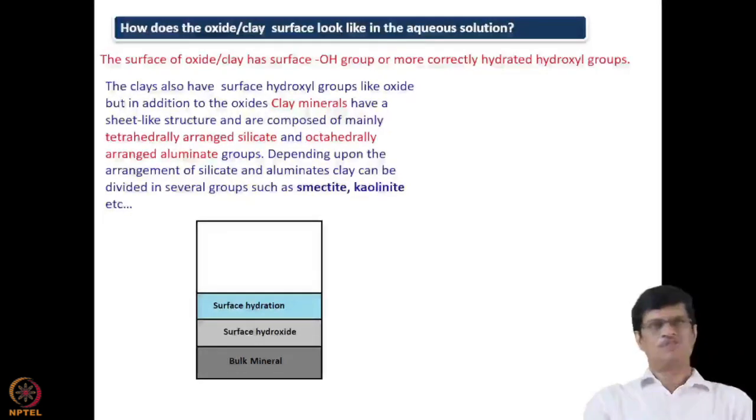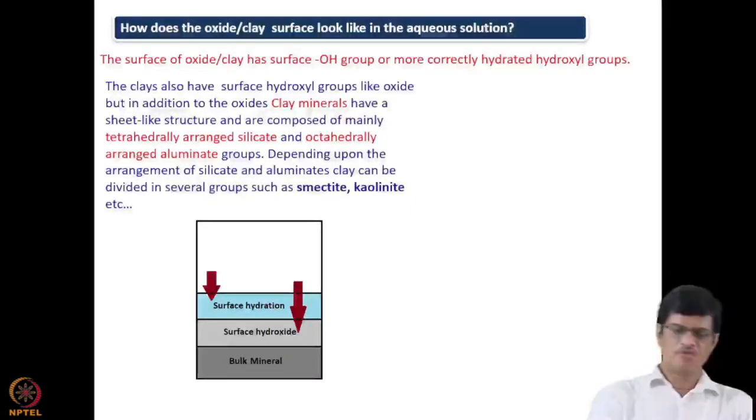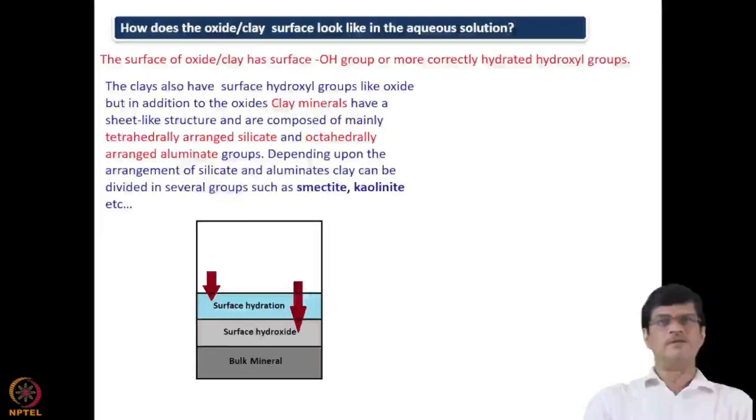The oxide and clay surface has surface OH groups, as I have shown here. You have some of these OH groups mentioned here, which are forming a bond with this water molecule here. So in many places you have the surface OH group forming a bond with the water molecule, and that is how it is responsible for forming complexes with the actinides.